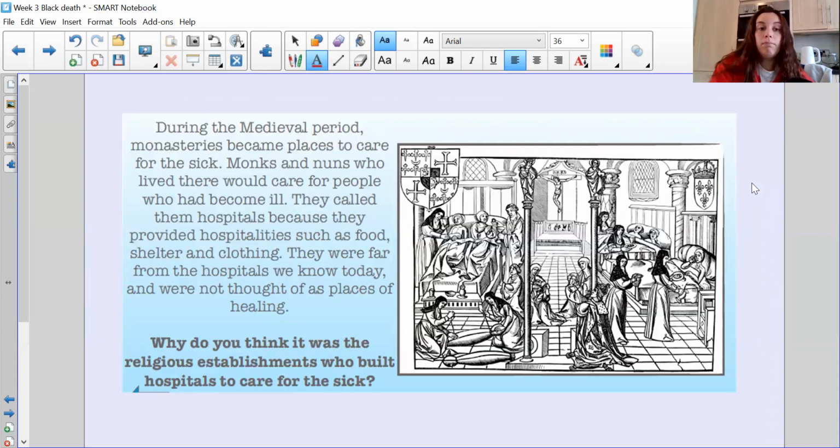During the medieval period, monasteries, so the holy places, like churches, became places to care for the sick. Monks and nuns who lived there would care for people who had become ill. They called them hospitals because they provided hospitality such as food, shelter, clothing. They were far from the hospitals we know today and were not thought of as places of healing.